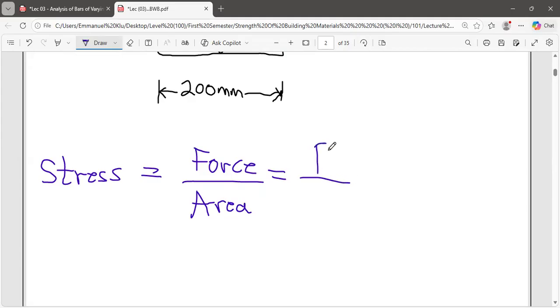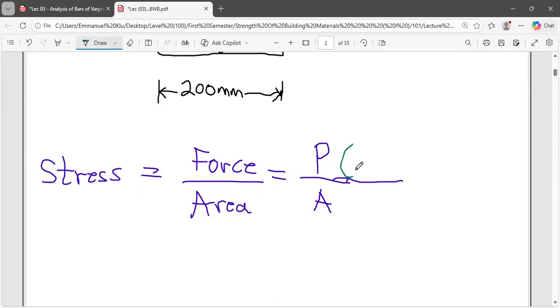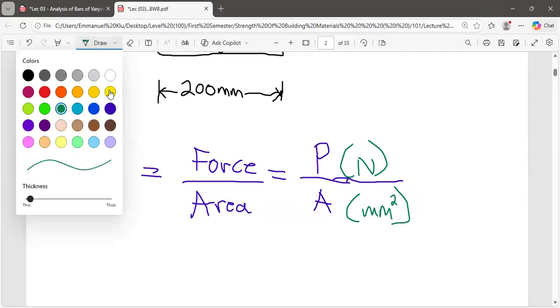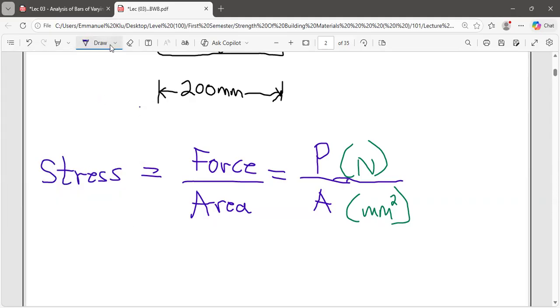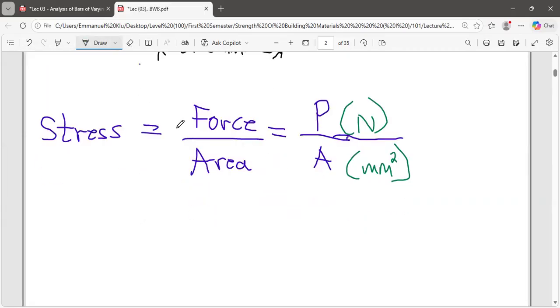So this is P, the load, and this is the area, A. Don't get confused: the load is measured in Newton, and the area is measured in millimeter squared in this our case. So if I want to calculate my stress, I can just go by substitution.